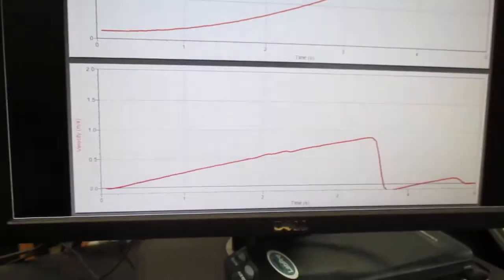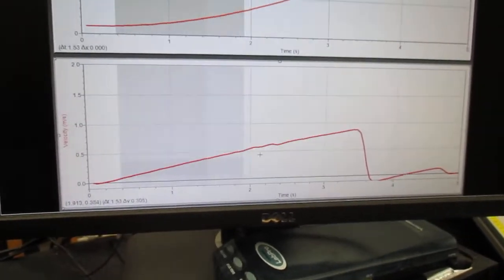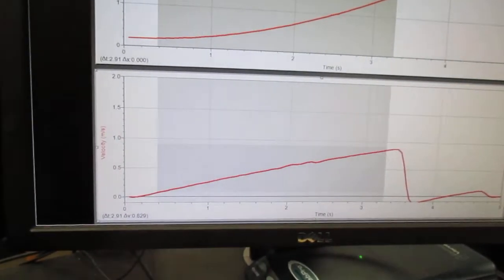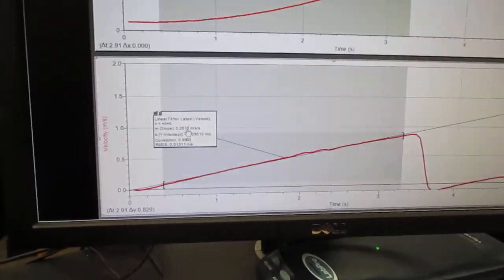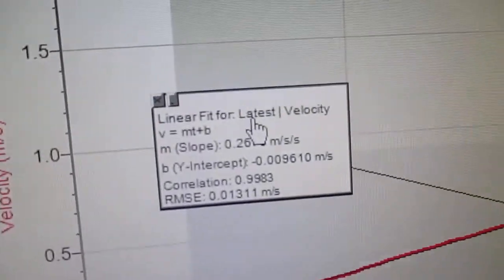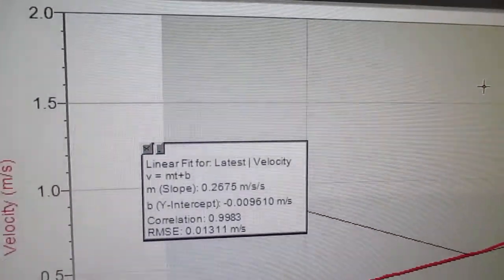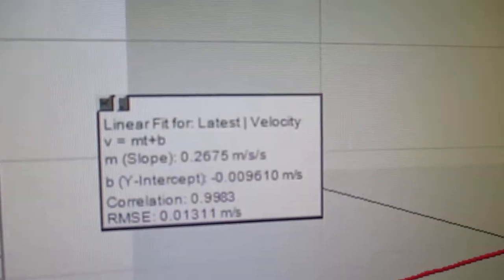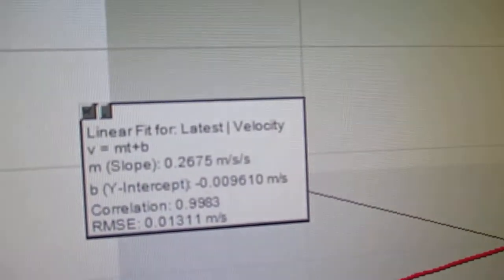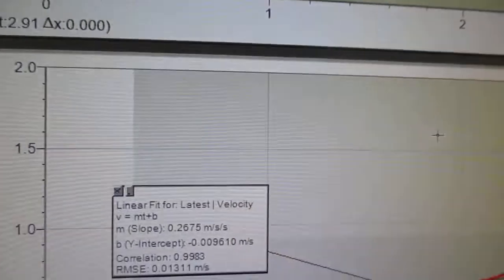So we can find the slope of this velocity time graph, and it gives us our acceleration. In this case, it's going to be 0.2675 meters per second squared.